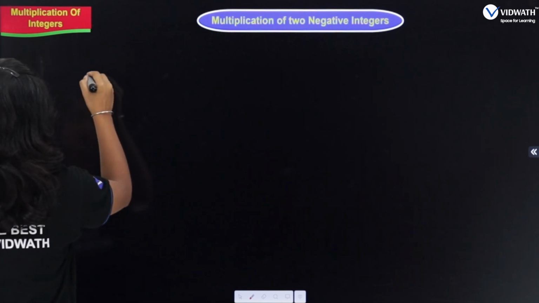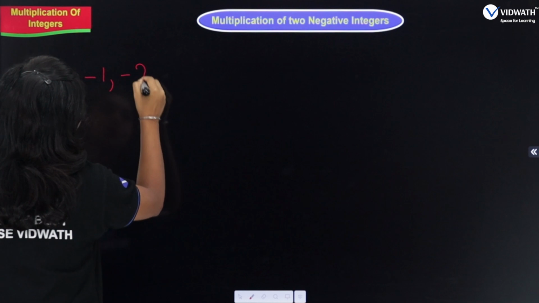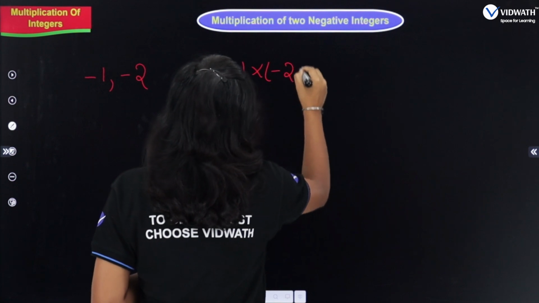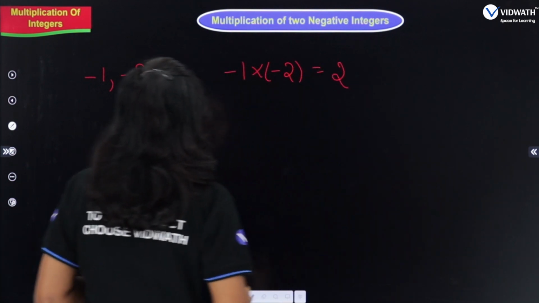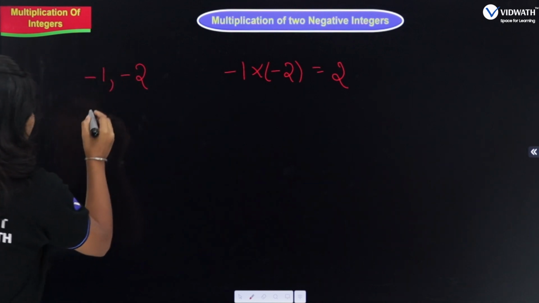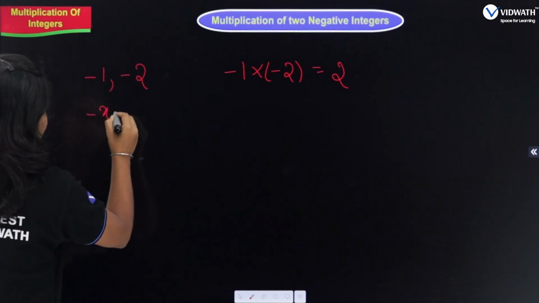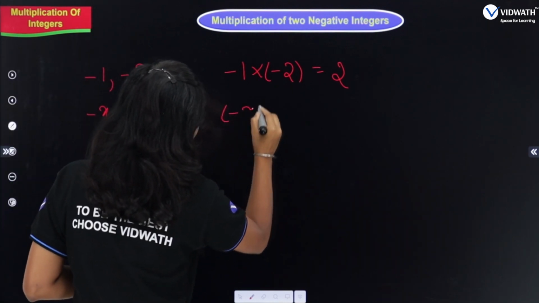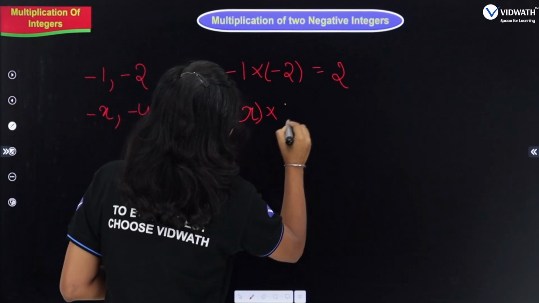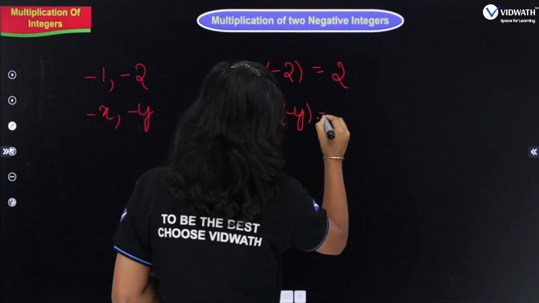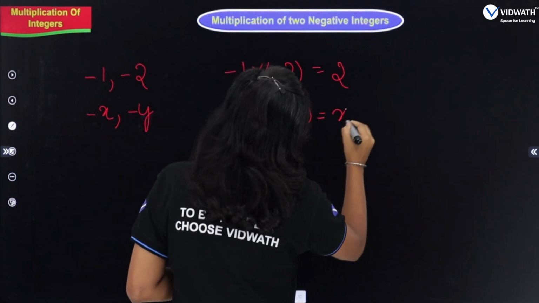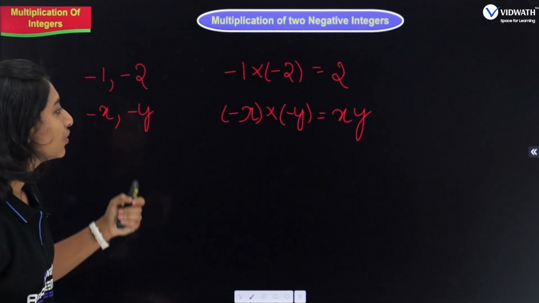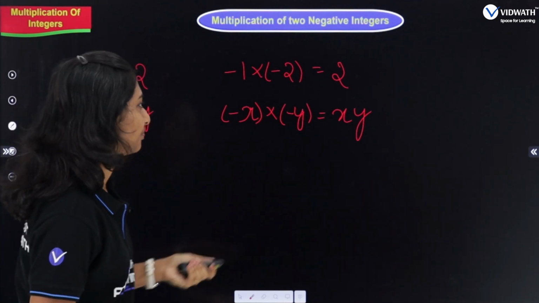Next, multiplication of two negative integers. If I take two negative integers, say minus 1 and minus 2, and multiply them, that is minus 1 into minus 2 is equal to 2. And if I assume minus 1 as minus x and minus 2 as minus y and multiply them, that is minus x into minus y, which is equal to minus into minus is plus x into y. So I can say that if you multiply two negative integers, the result will be a positive integer.